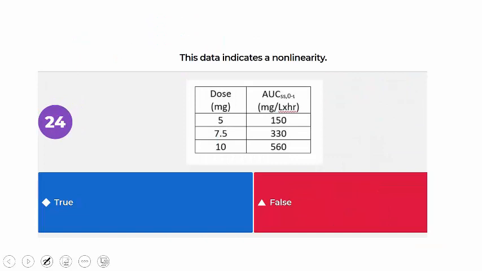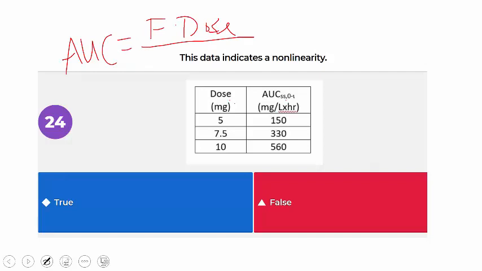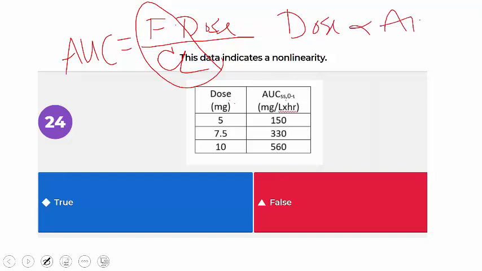How about this data? Here, instead of having dose rate and CSS average, we have dose and area under the curve. And the equation for this is area under the curve is equal to bioavailable dose, since it's a one-time thing, over clearance. Once again, these should remain constant if we have a linear situation, and therefore dose and area under the curve should be proportional, shouldn't they? So how do we test for nonlinearity?